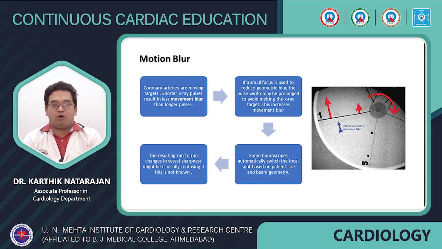Some fluoroscopes automatically switch the focal spot based on the patient size and the beam geometry. This is a particular feature of the new Philips machine which is available, and the resultant run-to-run changes in vessel sharpness might be clinically confusing if this is not known. So you need to get used to the machine which you are using.